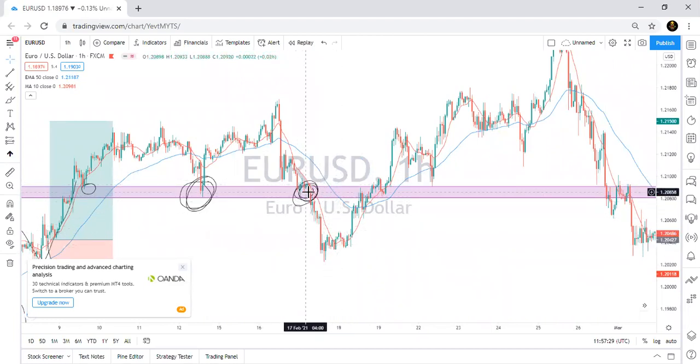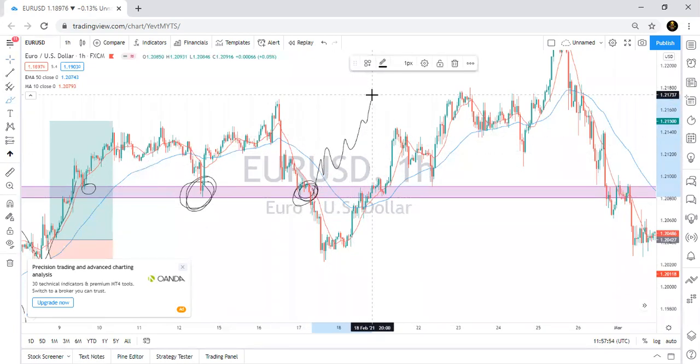When the price is trading, when the candles are being formed under these two moving averages, it tells you that there is more selling pressure. When price is trading above the moving average, it's telling you that there is buying pressure. Always check these two.